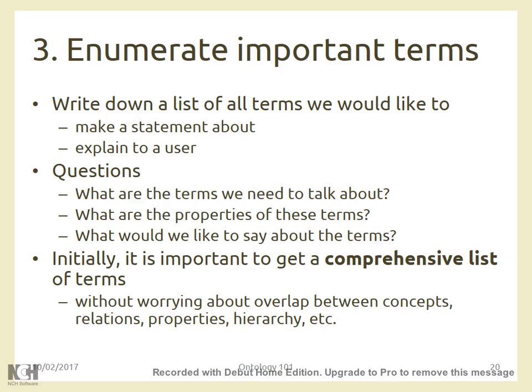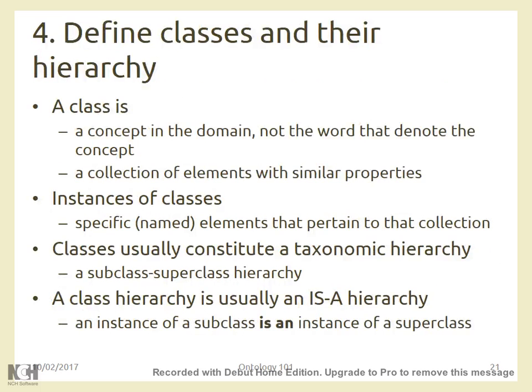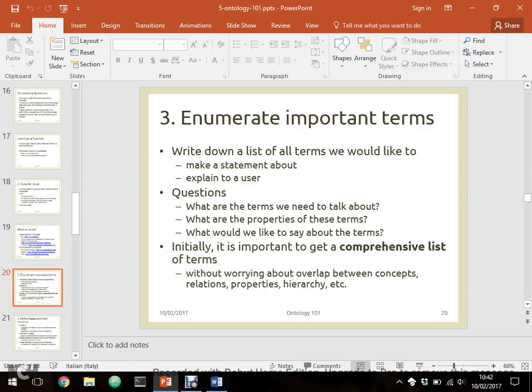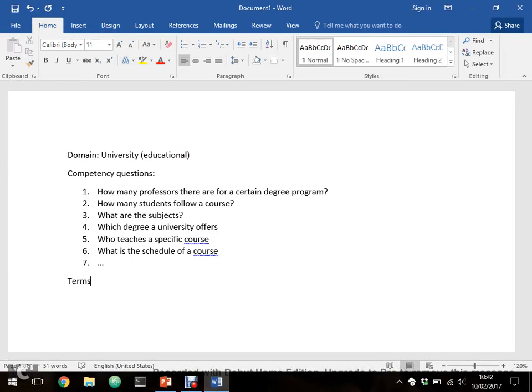In a first step, it's important to get a comprehensive list of the terms that pertain to the university from the educational point of view, without worrying about overlap between concepts, relations, properties, hierarchy, and so on. Terms, no matter. The more terms, the better. So let's try to define some terms. Then maybe we don't use all of these terms in the first version of the ontology, but we need to define them.